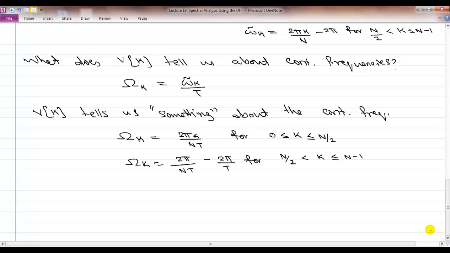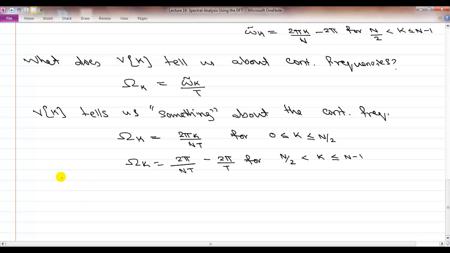In particular, if let's say you have V of 0, that is telling you something about the frequency at 0 hertz. That is very simple. Okay. But V of N minus 1 is actually telling you about the negative frequency. And you obtain that by doing this subtraction of 2 pi over T. Okay.